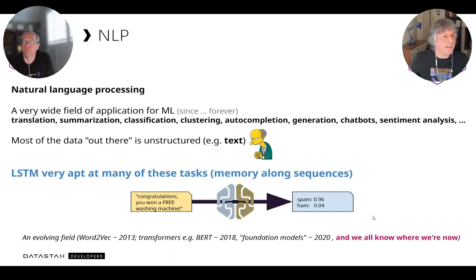Because as I mentioned, recurrent networks with memory are very well suited for natural language processing. And if you think about it, natural language processing has a very broad scope of application. It can span all the way from translations to auto-completion, generation of text, chatbots. I think many of us now are aware of the existence of chatbots, sentiment analysis, summarization of long text, you name it, right? Auto-corrections, etc. That's because a lot of data out there, a lot of value is hidden in unstructured text. So that's a problem that is worth a lot of money, right?